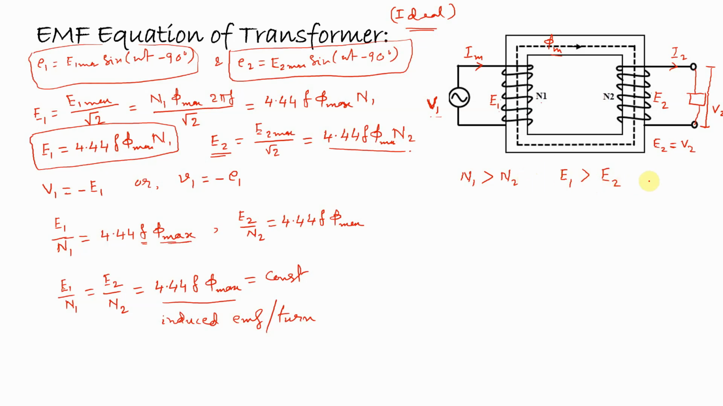Therefore, we can also write that if E1 is greater than E2, then from this relation, we can write V1 is greater than V2. That means when the number of turns of the primary is more than the number of turns of the secondary, it means the voltage in the primary side is more than the voltage in the secondary side, and this is considered as a step down transformer.